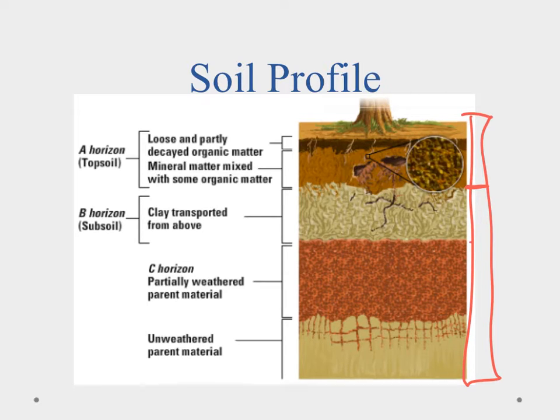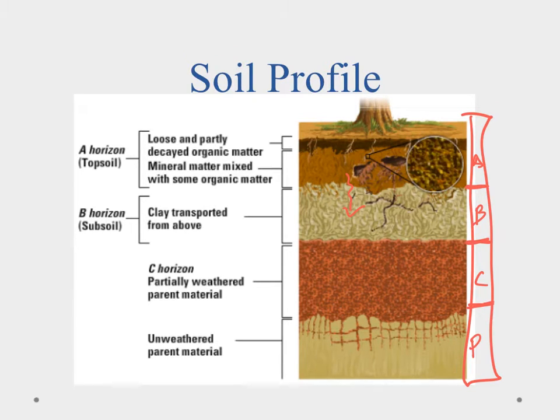If we go down to the B horizon, then what we notice is we have some clay that's transported from above. So what that means is the clay and stuff is going to settle down into the B horizon here. In the C horizon down here, so we have the A, B, and the C horizon here, that's where we're going to have just partially weathered parent material. And that's going to be down here. This is our unweathered parent material. We'll call it a P here.